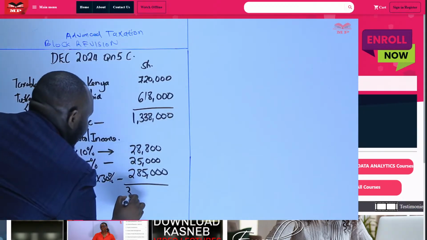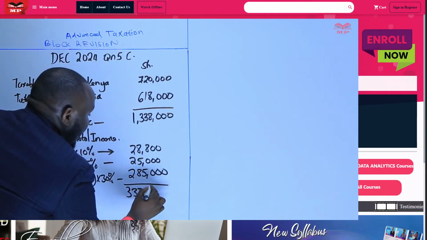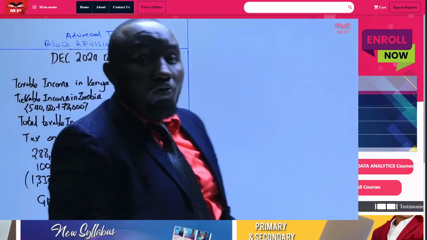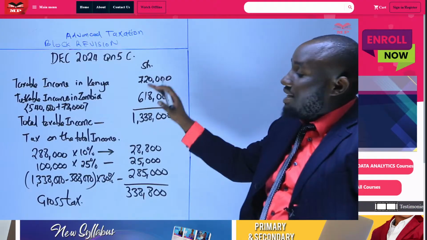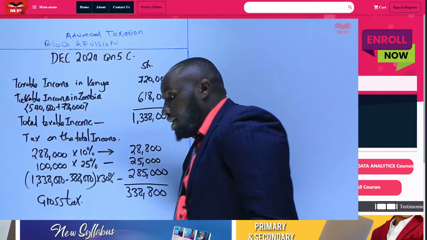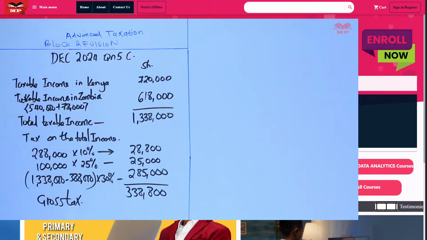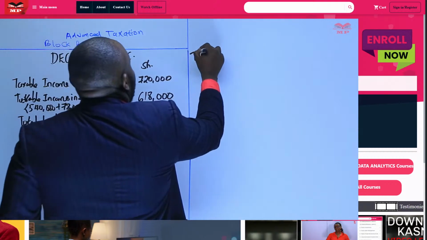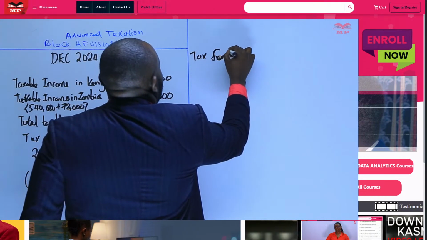28,800, we get a figure of 338,800. That is a gross tax. But that gross tax is essentially for the two incomes. That is the income that is earned in Kenya and the income that is earned outside Kenya. So we get the taxation for the income in Kenya. Tax for income, this is the gross tax. We call it tax for income.